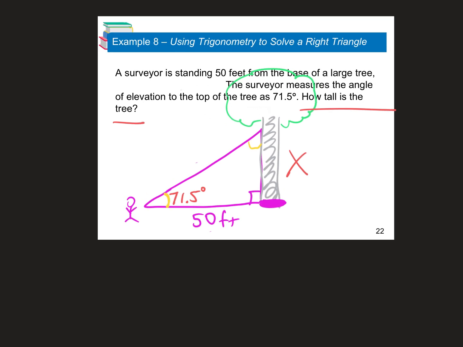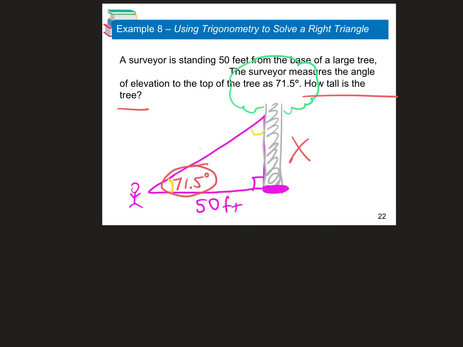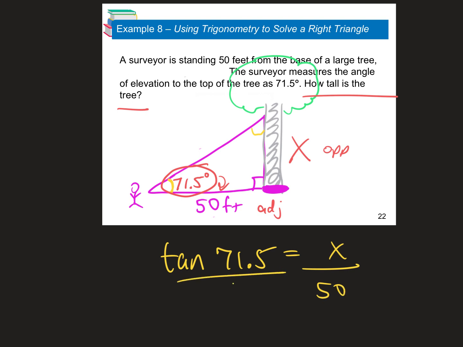So now I look and I say, okay, they gave me an angle. Cool. What is x in regards to that angle? Opposite, adjacent? Okay, it's opposite. What is 50? Adjacent. So what trig function uses opposite and adjacent? Tangent. So I'm going to say tangent of angle. Oh, they gave me an angle. It's tangent of 71.5 equals opposite over adjacent. And we set these problems up every single time.